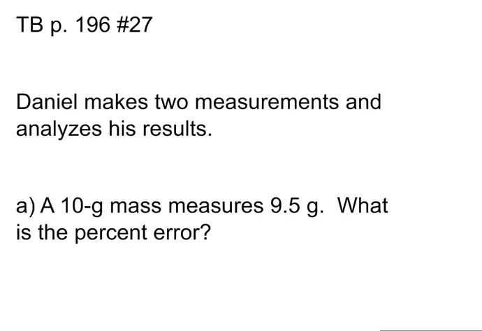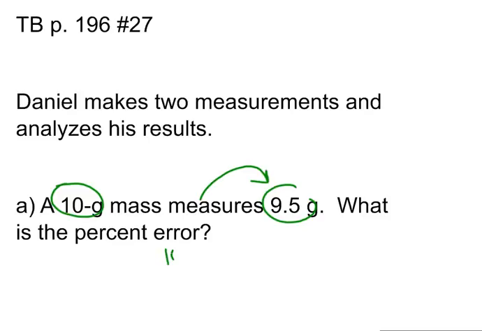And again, all these can be found in the textbook. The page numbers and the problem numbers are written at the top. Daniel makes 2 measurements and analyzes his results. In part A, it says, a 10-gram mass measures 9.5 grams. What is the percent error? Well, let's identify what we have first. Here is what it should be, or the actual amount. Here is what is measured, 9.5. What is the percent error?